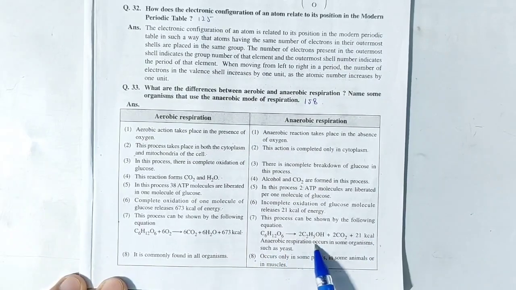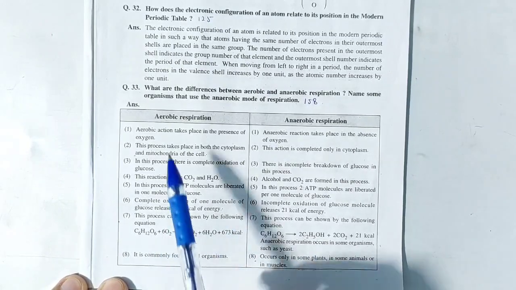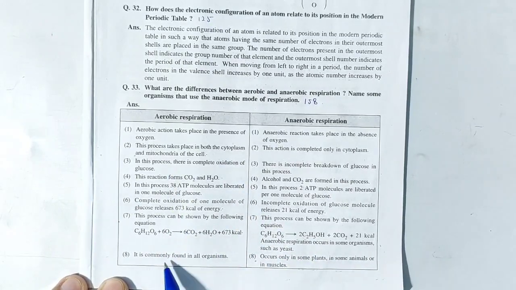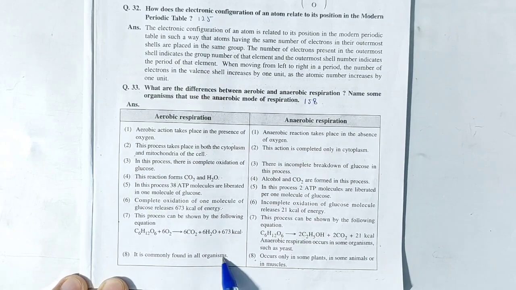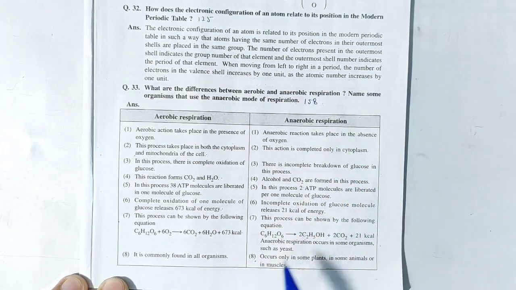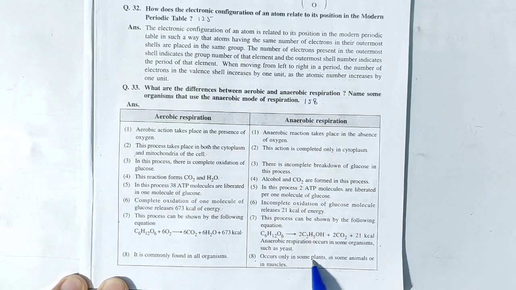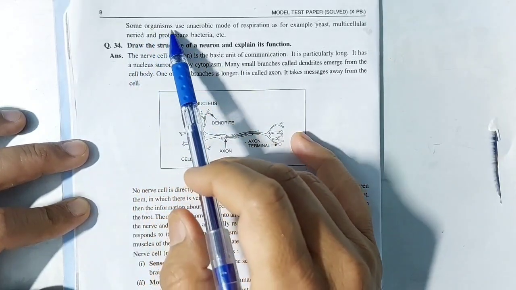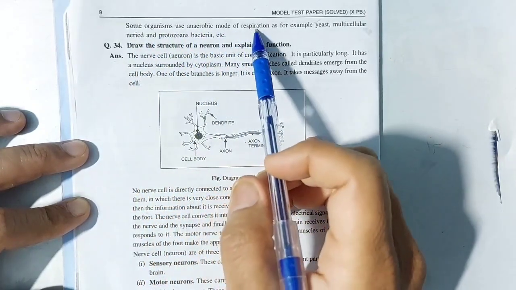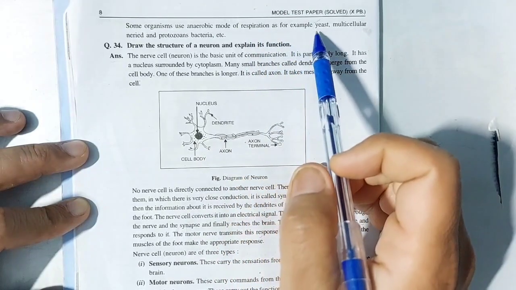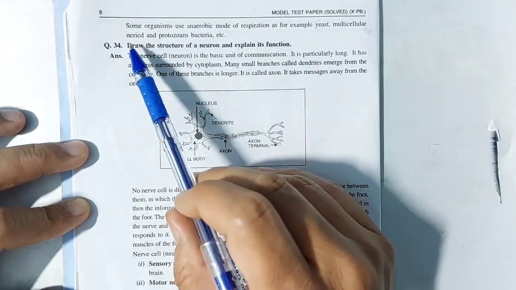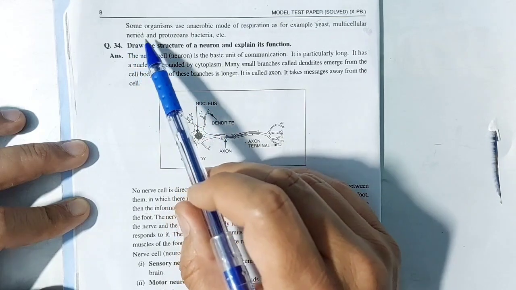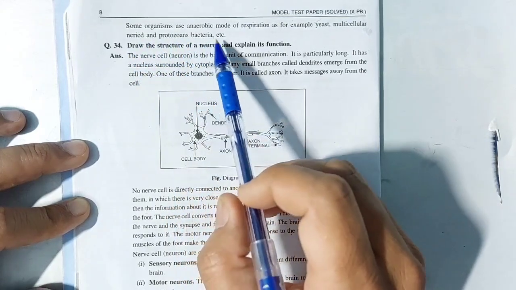Anaerobic respiration occurs in some organisms such as yeast. Aerobic respiration is commonly found in all organisms, whereas anaerobic respiration occurs only in some plants, some animals, or in mussels. Some organisms use the anaerobic mode of respiration, for example yeast, multicellular nereid, and protozoan bacteria.